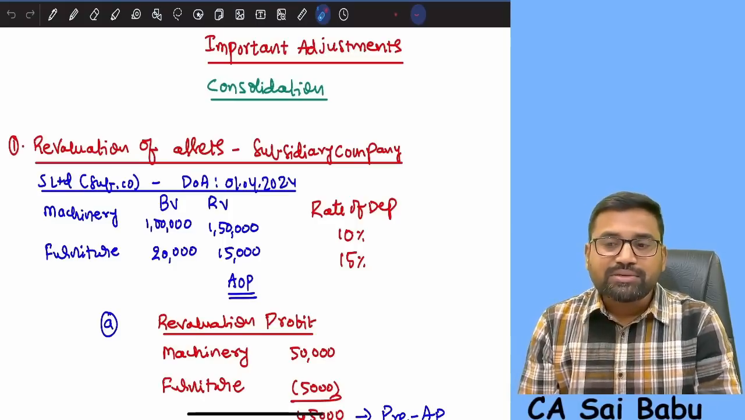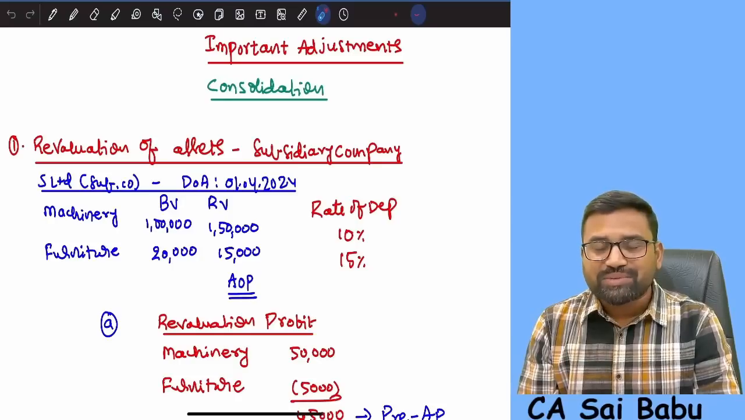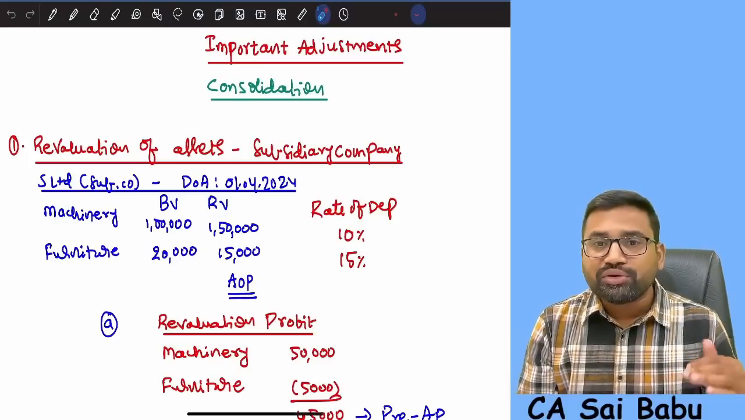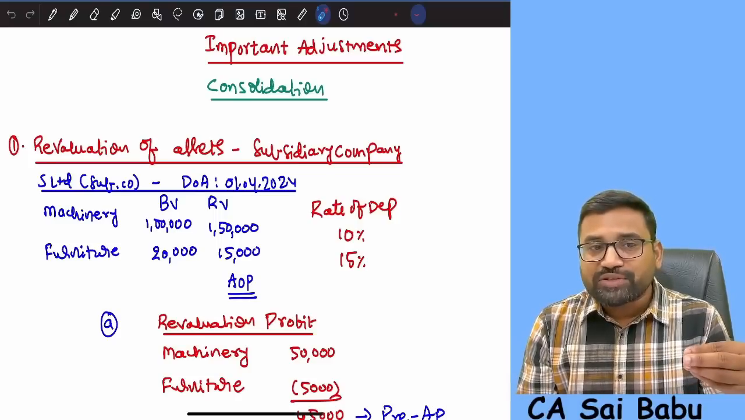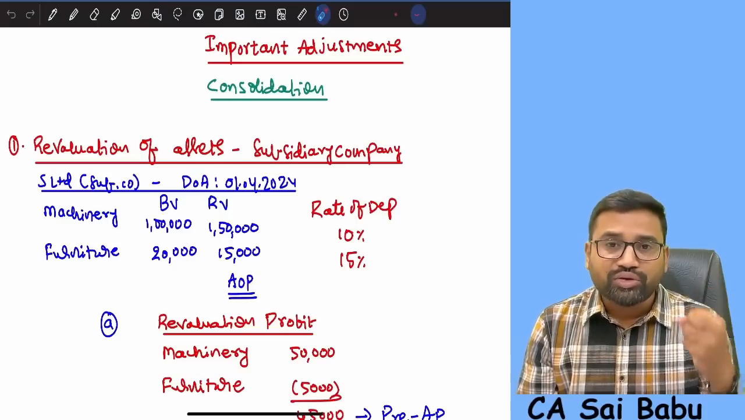The second impact is, because of the revaluation, the asset value may either increase or decrease. Because of the increase, additional depreciation may come. So it is going to impact the post-acquisition profits of the subsidiary company. That we need to consider. Similarly, when there is a decrease in the value of the asset, whatever excess depreciation you provided, you need to return back. Because of that, the subsidiary company's post-acquisition profits might get affected. That also we need to consider.